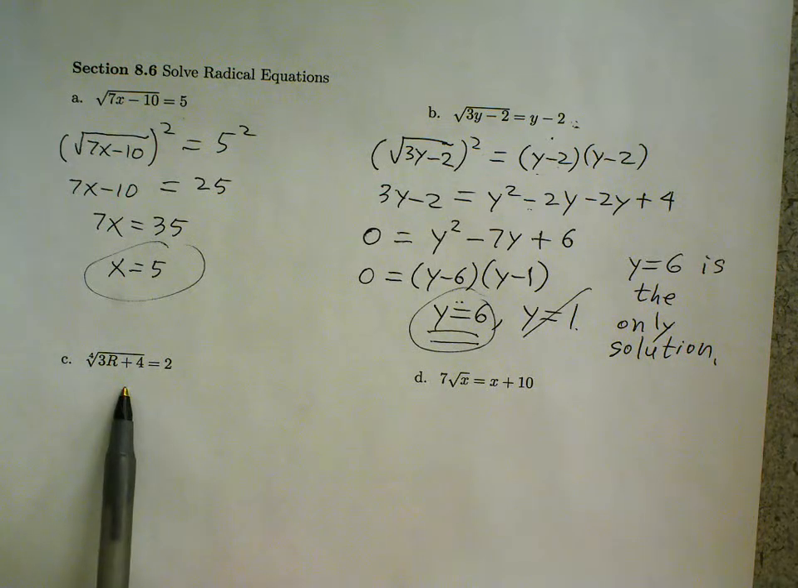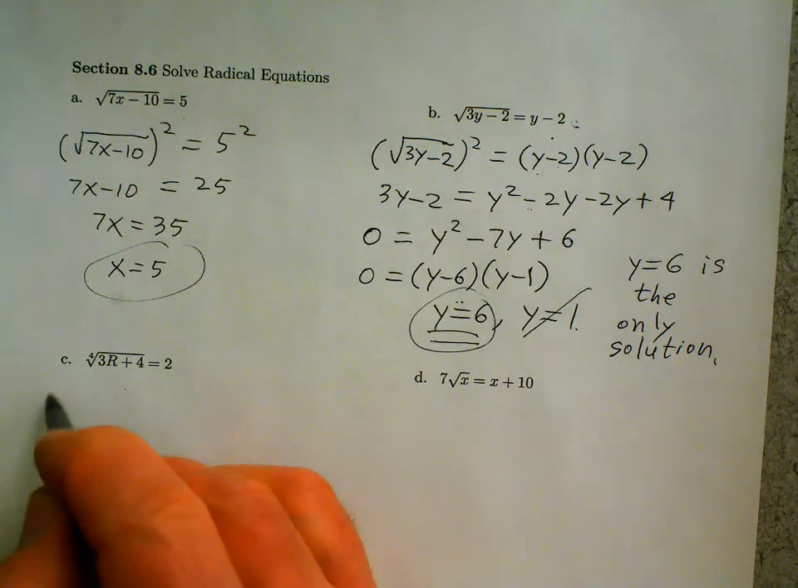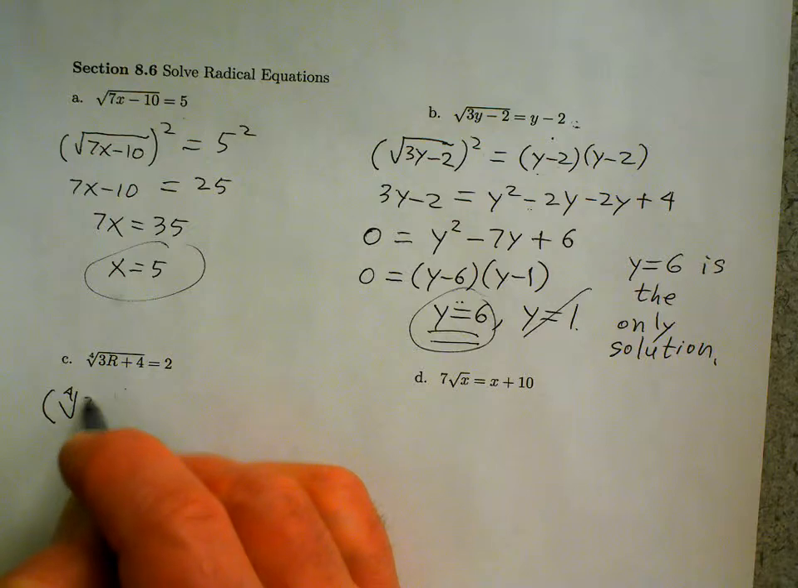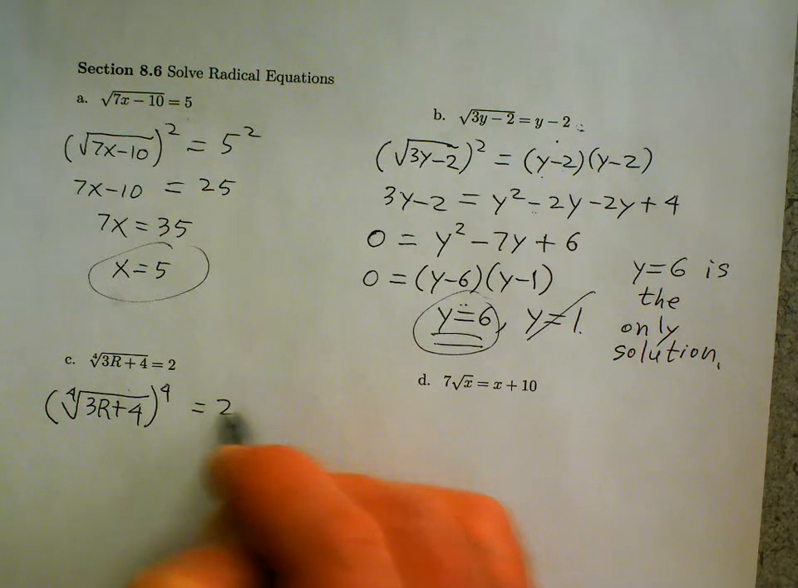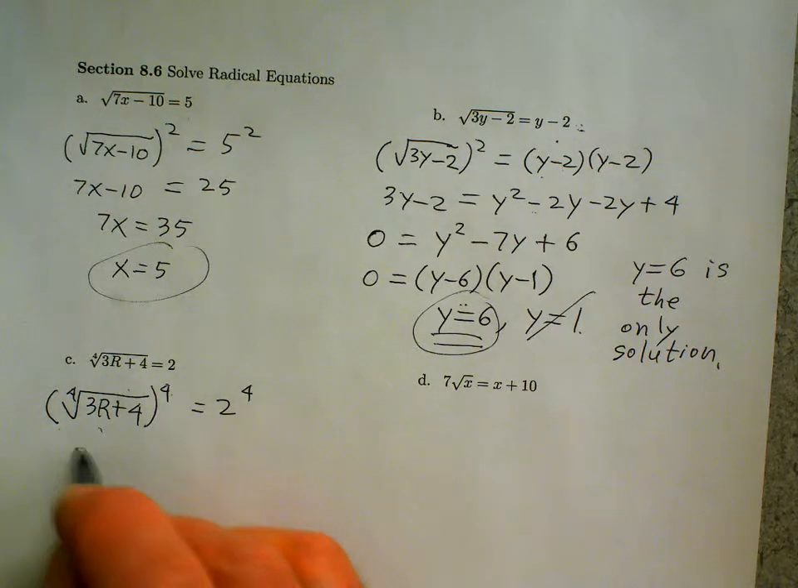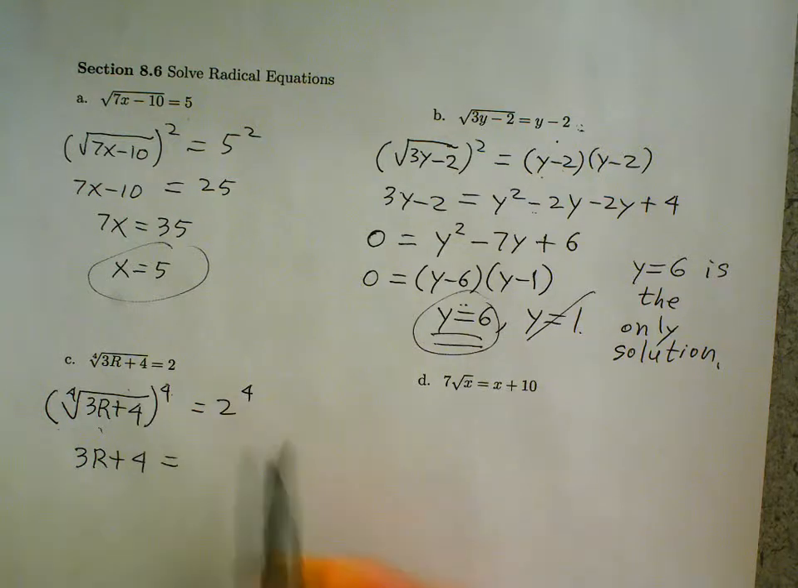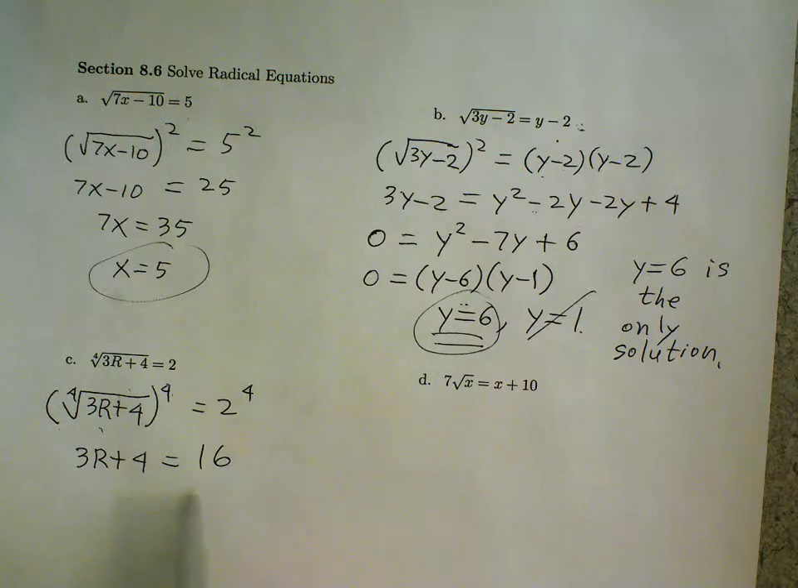Okay, the next one, the fourth root of 3r plus 4 equals 2. So this time we raise both sides to the fourth power because of the fourth root. And the fourth root of 3r plus 4 to the fourth is just 3r plus 4. And 2 to the fourth, 2 times 2 times 2 times 2, is 16. And then solve for r, subtract 4 from both sides, we get 3r equals 12. R is 4 because 12 divided by 3 is 4.